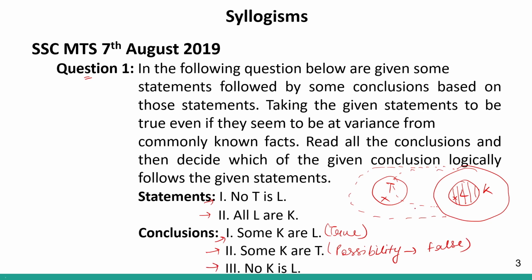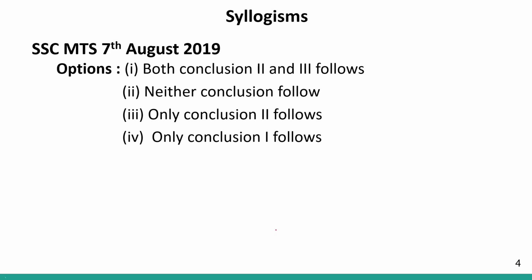Third one says no K is L. We know this area of K is definitely L. So this is also false. So my answer will be conclusion 1 follows. If I look at the options, option number 4 says only conclusion 1 follows. This will be my answer. Clear? This will be my answer.